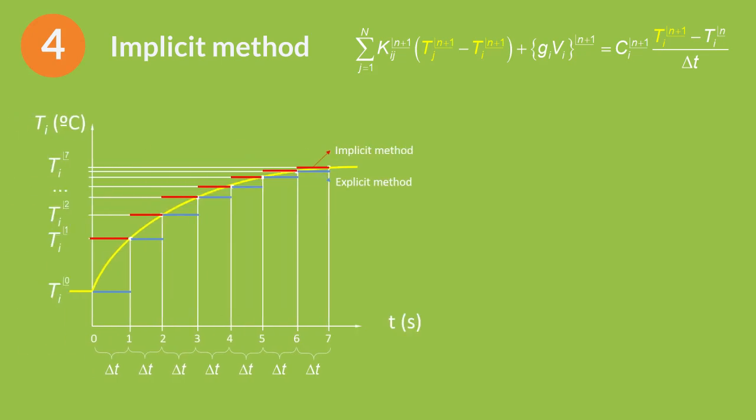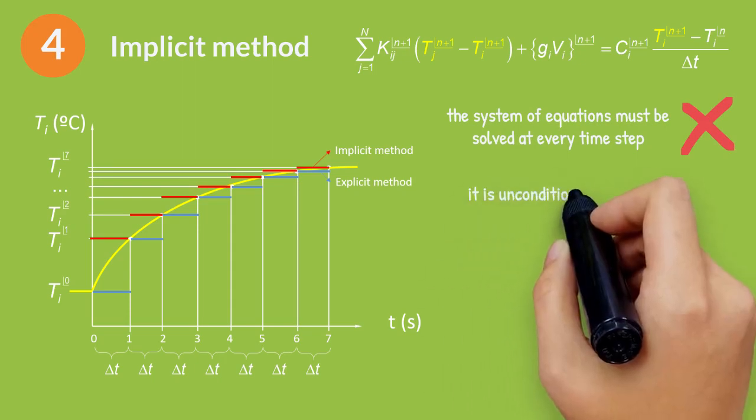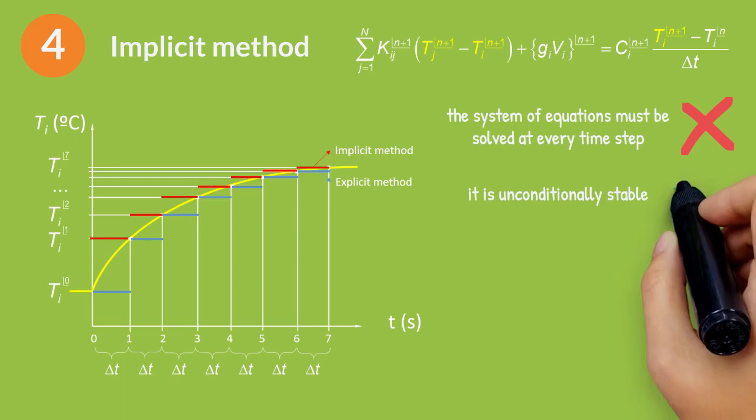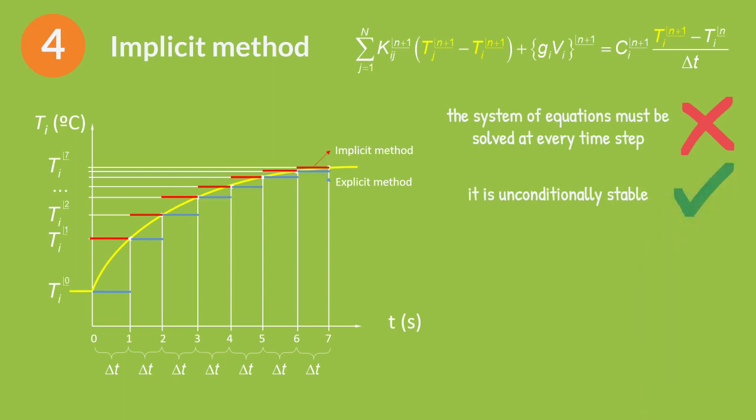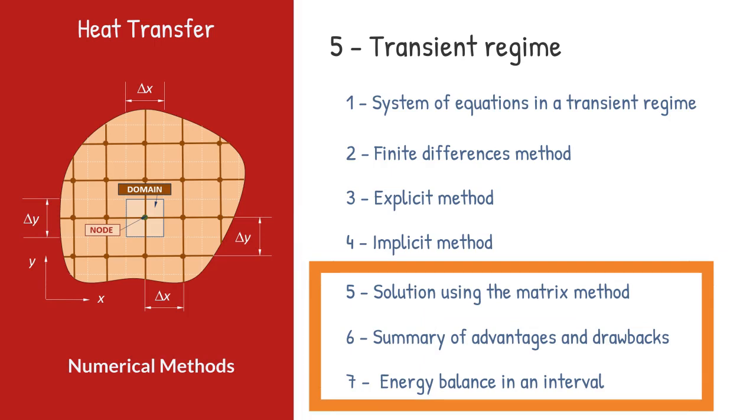Note that when the delta T is very small, the solutions obtained with both methods are very close. The implicit method has the disadvantage that the system of equations must be solved at every time step. The advantage is that it is unconditionally stable, that is, it does not have a maximum delta T like the explicit method. This does not prevent that the larger the delta T, the larger the error you make by approximating a derivative by a difference. Watch the second part on the transient regime to learn how to solve the system of equations and make energy balances.